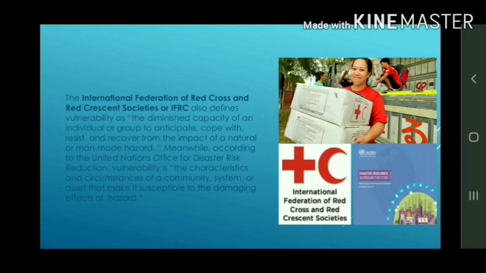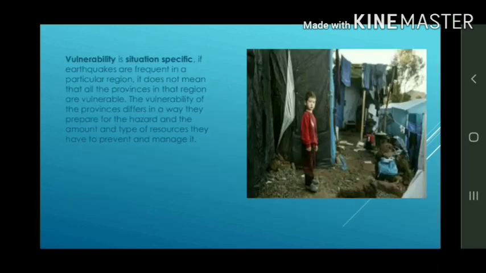Meanwhile, according to the United Nations Office for Disaster Risk Reduction, vulnerability is the characteristic and circumstances of a community, system, or asset that make it susceptible to the damaging effect of hazards. Next, vulnerability is situation specific.